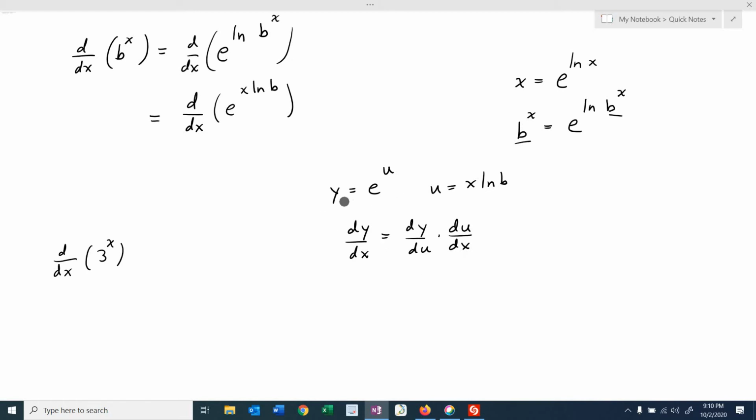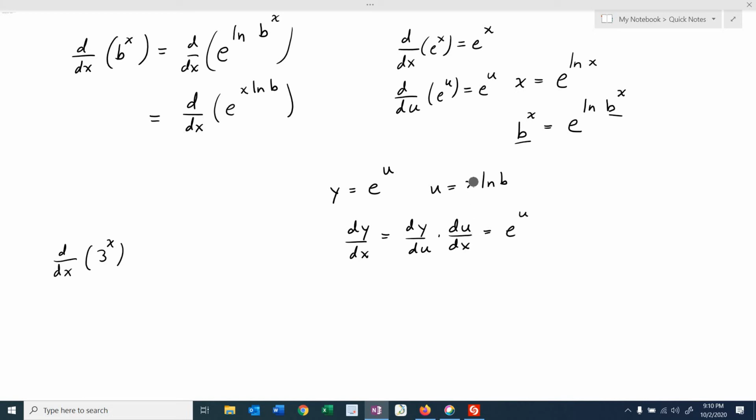Okay, so let's find dy du. So the derivative of y with respect to u, well, we're taking the derivative of e to the u with respect to u. And if you remember, the derivative of e to the x we showed earlier was the same as e to the x. In this case, we're taking the derivative of e to the u, but with respect to u, and so that's still e to the u. Okay, so that's our outer derivative.